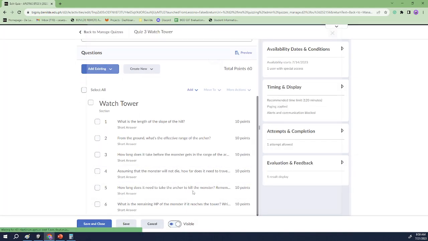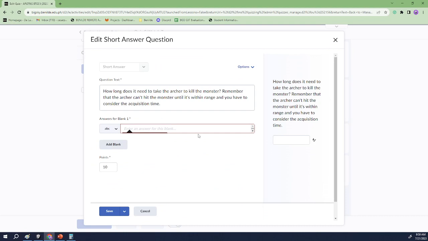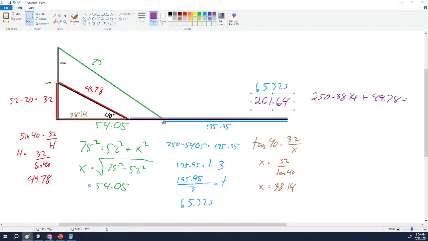Number 5. How long does it need to take the archer to kill the monster? So we need to remember that the archer can't hit the monster until it's within the range, and you have to consider the acquisition time. So first, how long would it take? Again, from here to here, answer was 65.32. Yan yung acquisition time natin.